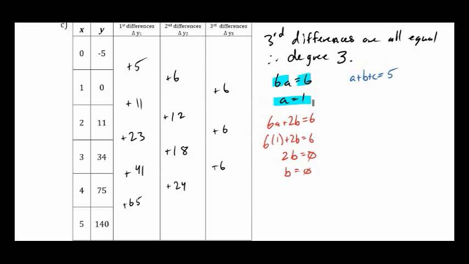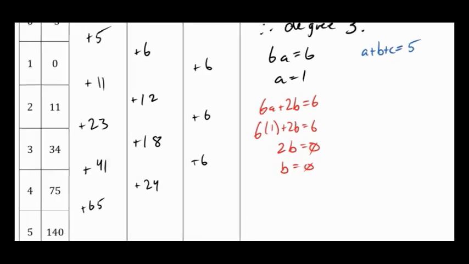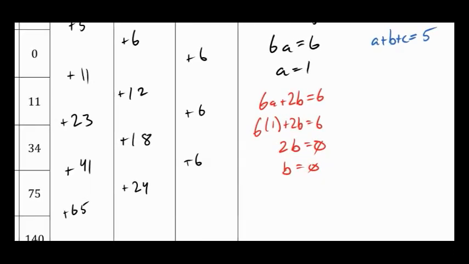And then I looked back to the second column, and you could use any row, but we typically use the first one just because the numbers are smallest. 6a plus 2b, so that is equal to 6. So there it is, 6a plus 2b equals 6. And then I sub in my a value. You have to do them in order because you have to find a first before you can find b. So I sub that in, and I got 0. Is that okay?